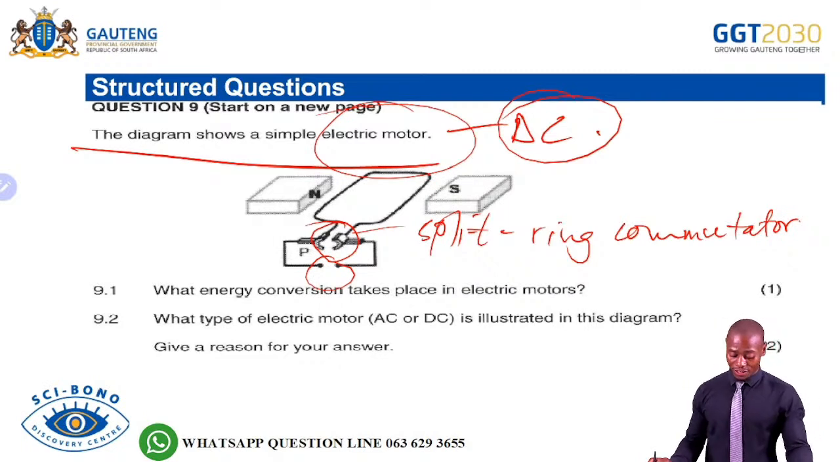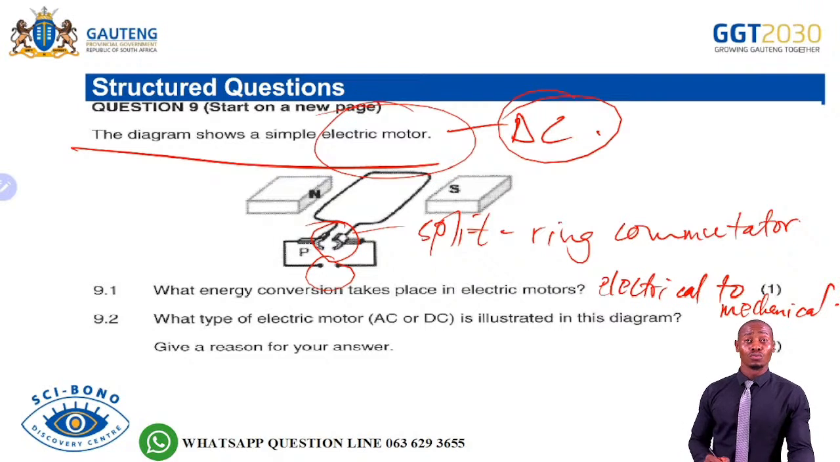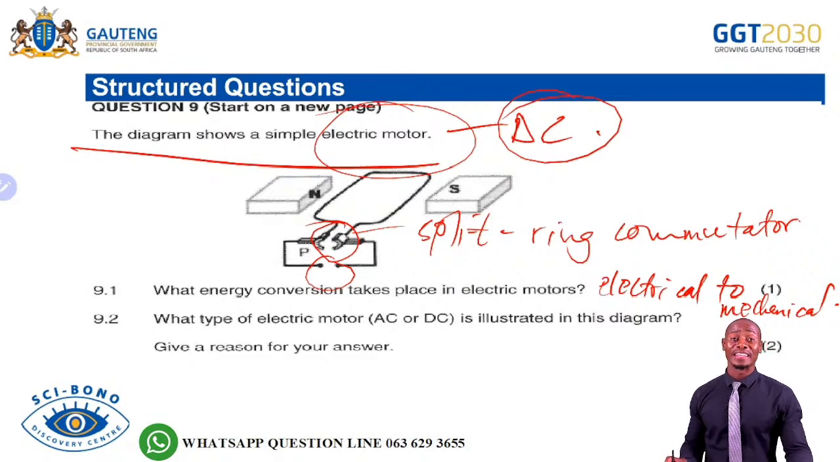What energy conversion takes place in electric motors? You can't say there's no energy, right? The energy conversion for motors is always from electrical to mechanical. All right, then 9.2. What type of electric motor, AC or DC, is illustrated in this diagram?